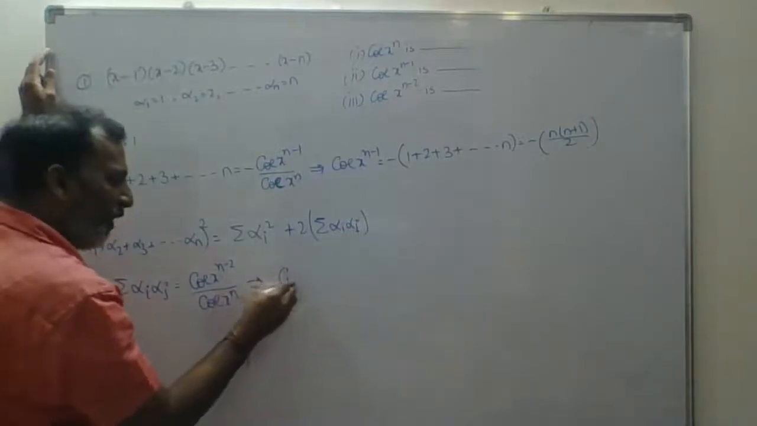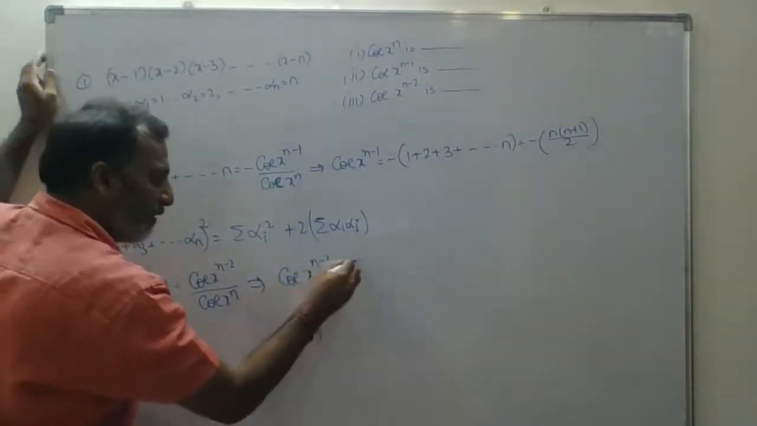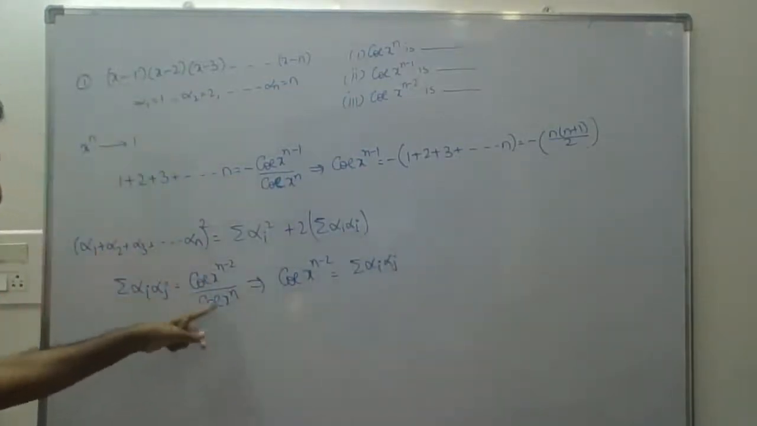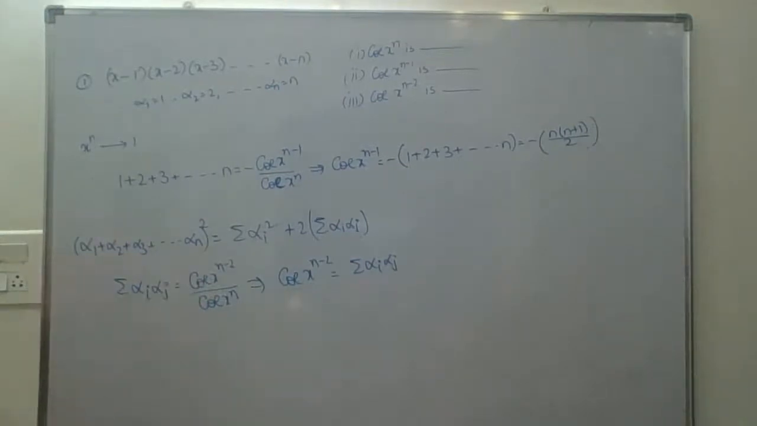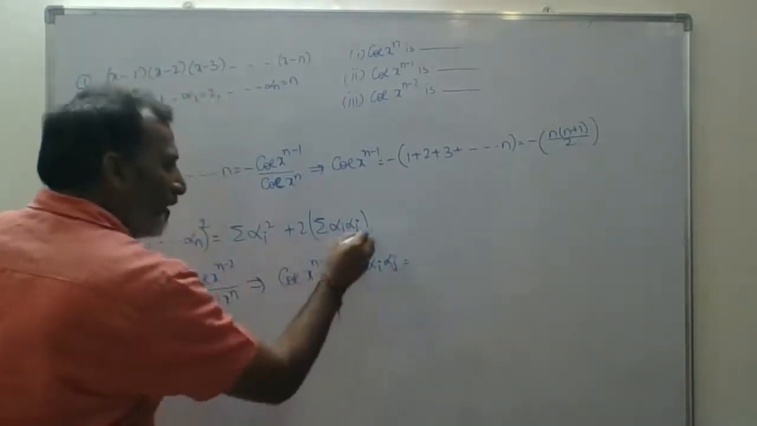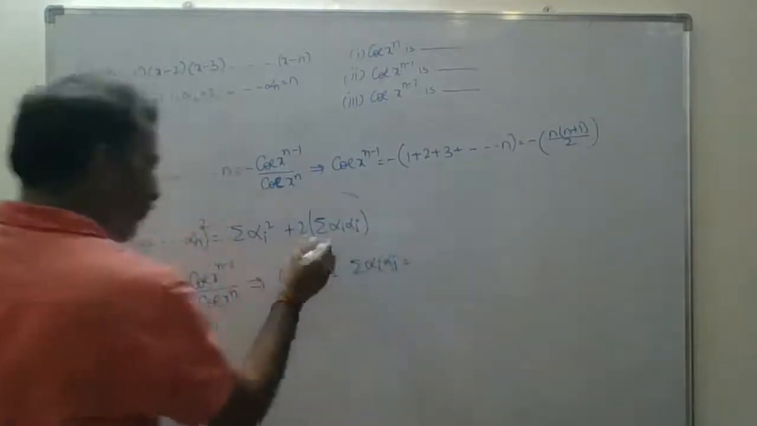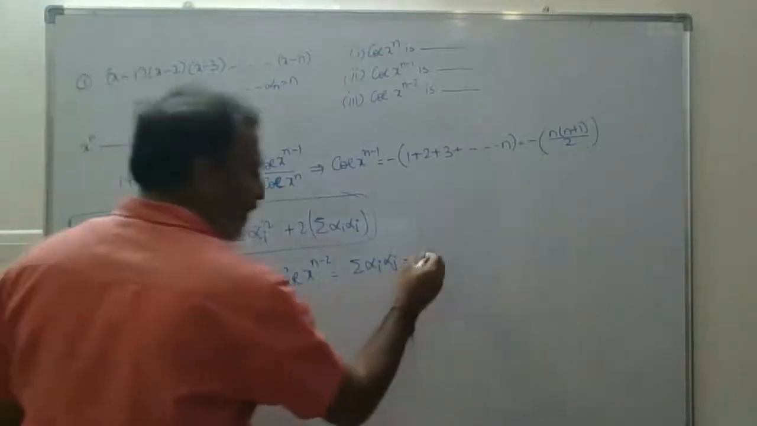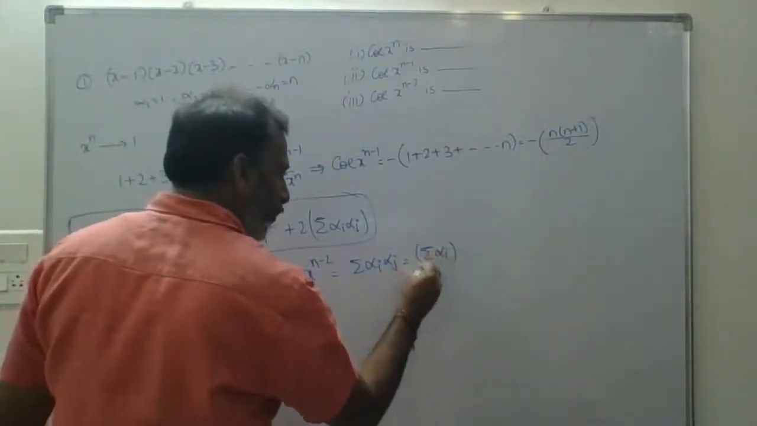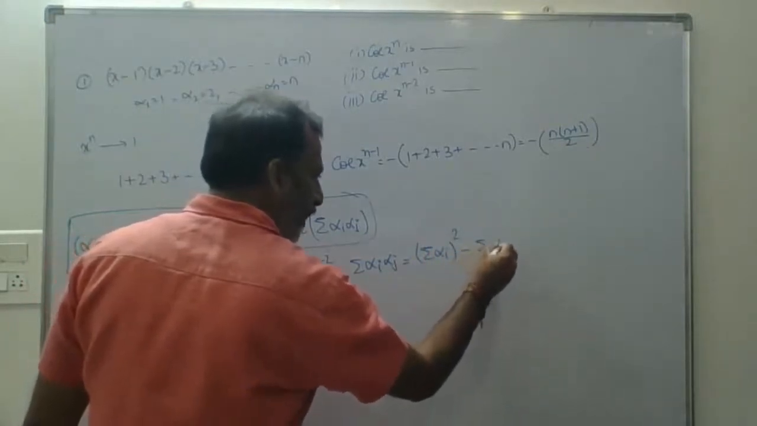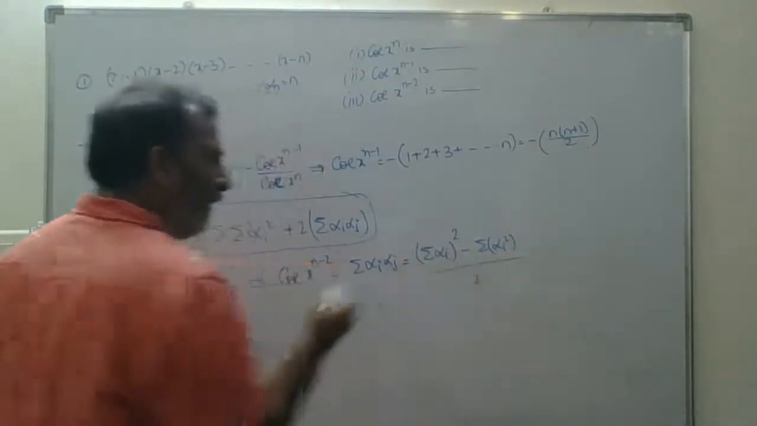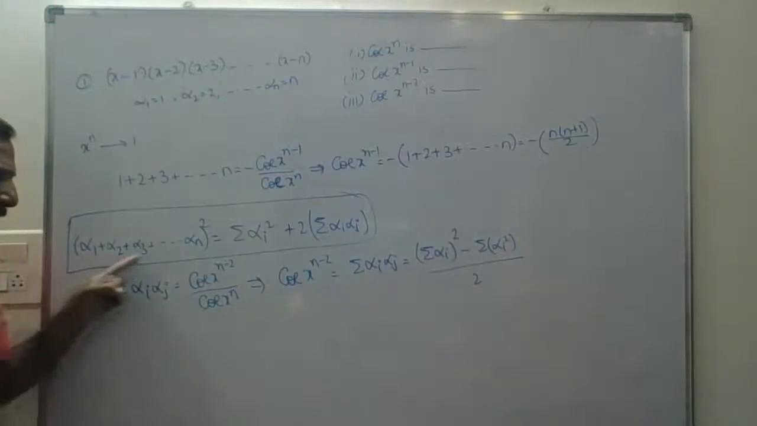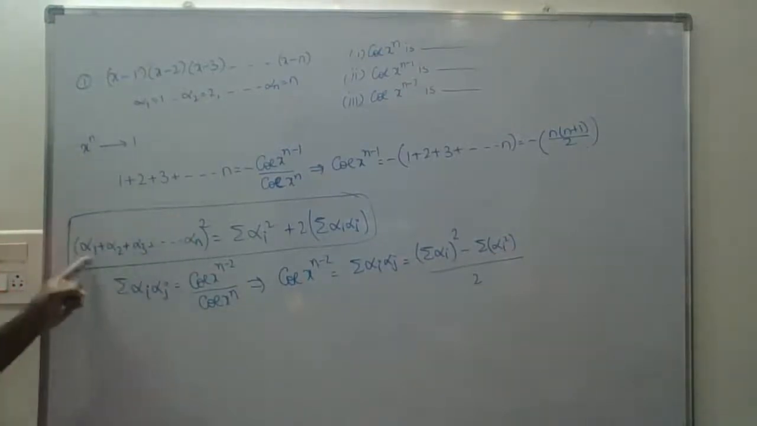That implies the coefficient of x power n minus 2 is equal to sigma alpha i alpha j. So the coefficient of x power n minus 2 is sigma alpha i alpha j. But sigma alpha i alpha j can be written, from this formula, as sigma alpha i whole square minus sigma alpha i square by 2. Understood? Look, alpha 1 plus alpha 2 plus so on up to alpha n can be written as sigma alpha i. So this entire term becomes what?